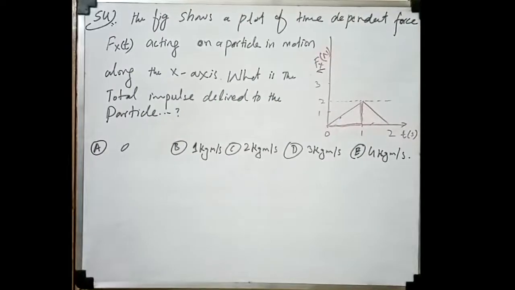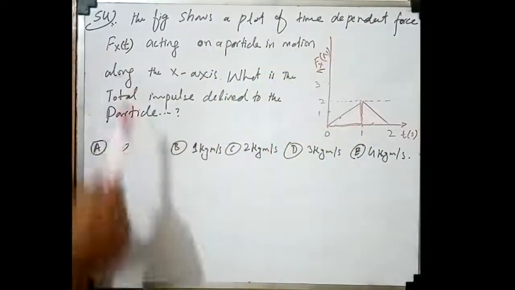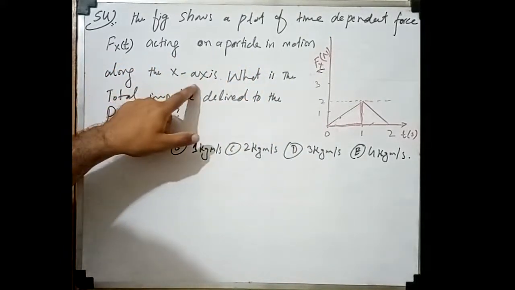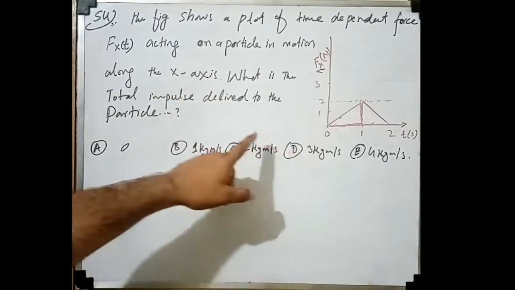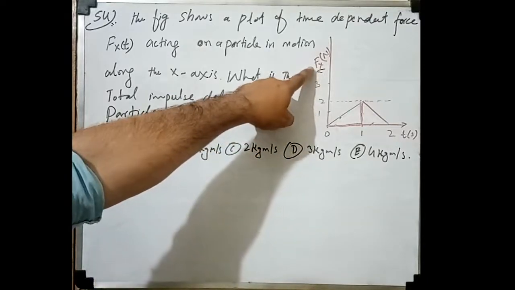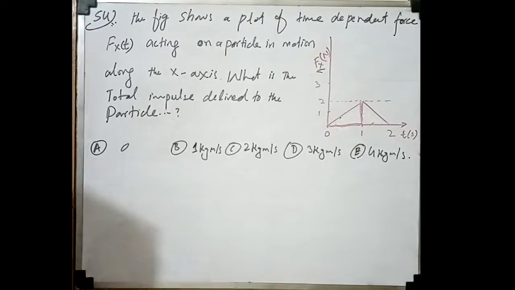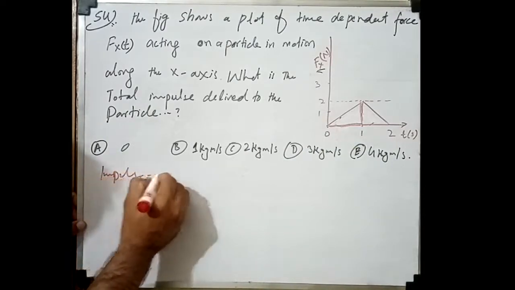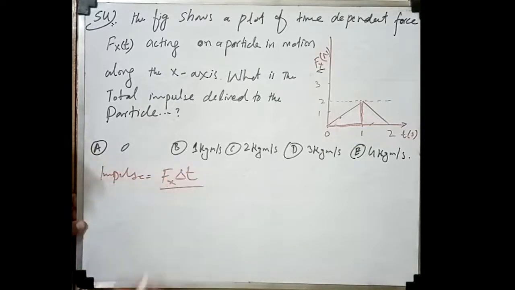Next problem is 54. The figure shows a plot of time dependent force Fx of t acting on a particle in motion along the x-axis. What is the total impulse delivered to the particle? We have a plot of force Fx acting on a particle for time t. We have to find the total impulse. The formula for impulse is given by Fx Δt, the product of force and time.